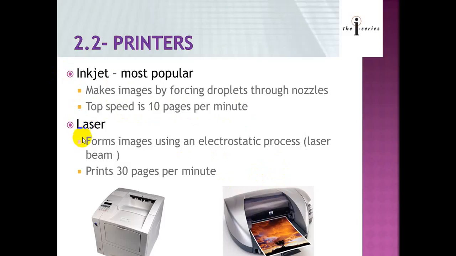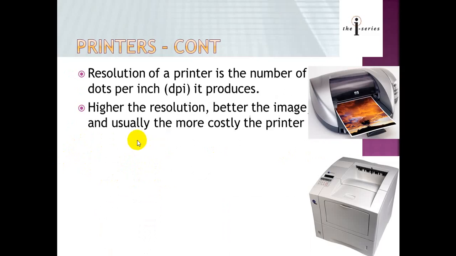Laser printers form images using an electronic process called a laser beam, and obviously it is the fastest technology we have till now, so we can print 30 pages per minute with a laser printer. The resolution of a printer is the number of dots per inch it produces. The higher the resolution, definitely the better the image, and usually the more costly the printer.